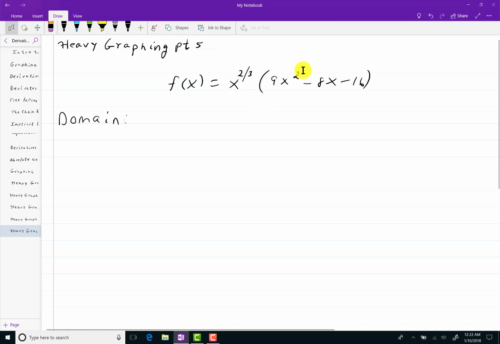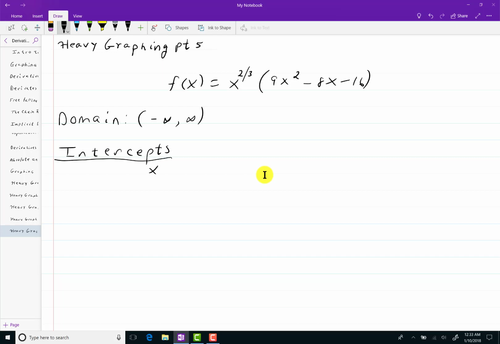Over here, this part's a polynomial, and that's defined for all real numbers. So our domain is negative infinity to infinity. The range, we'll get at the end. Let's find out where the intercepts are, and I'll start with the x-intercepts.